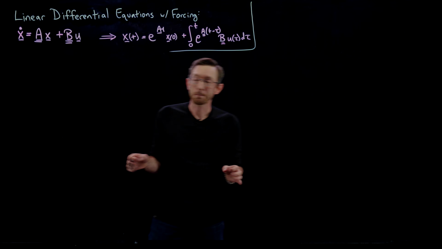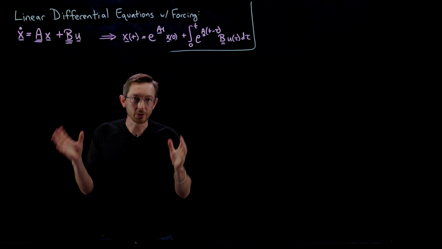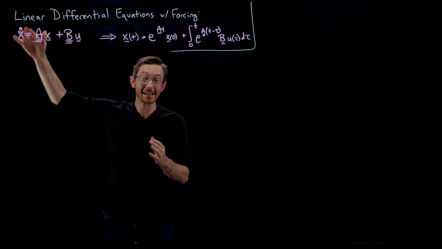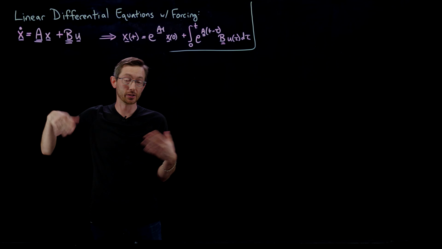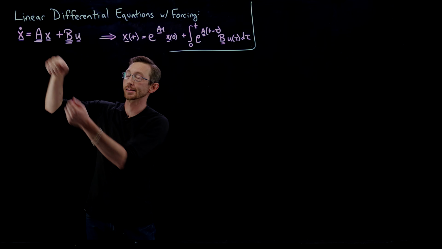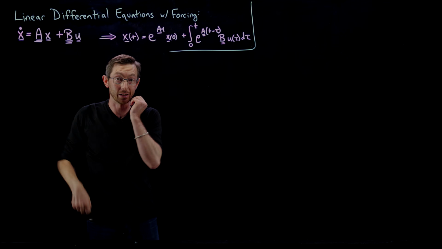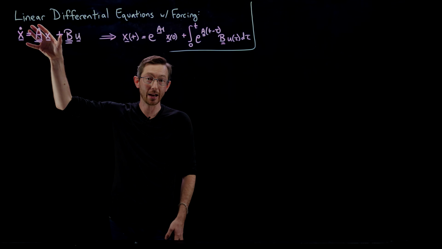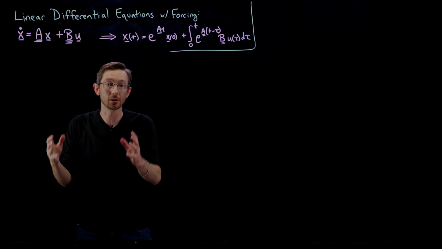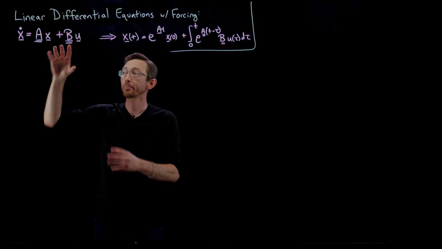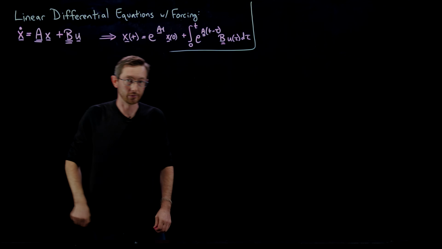All right, welcome back. So we have introduced this linear differential equation with forcing. In fact, this is a system of linear differential equations with forcing because A is a matrix and B is a matrix and x is a vector containing all of the states of my system. And this is a really, really important equation in applied math because this is how we model systems that we might want to control or that are externally forced. So very, very important to be able to solve this.